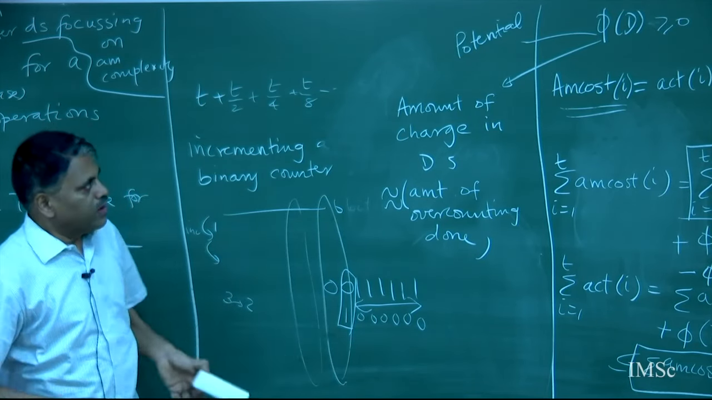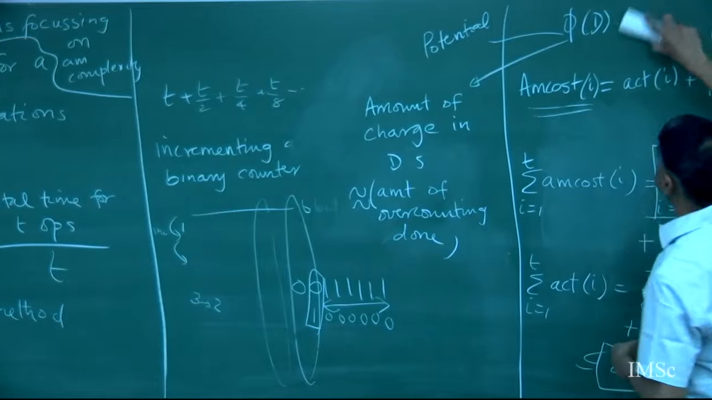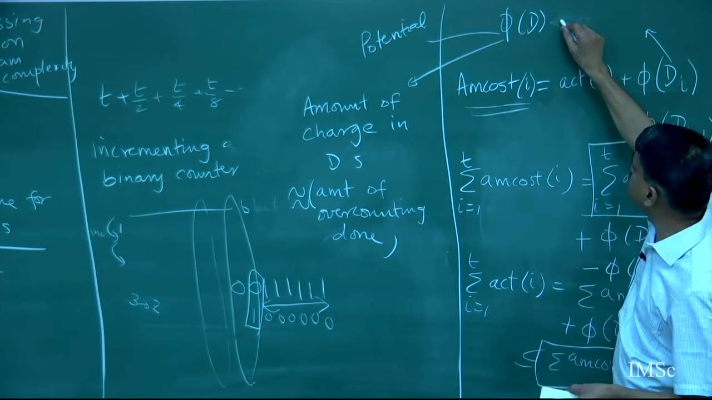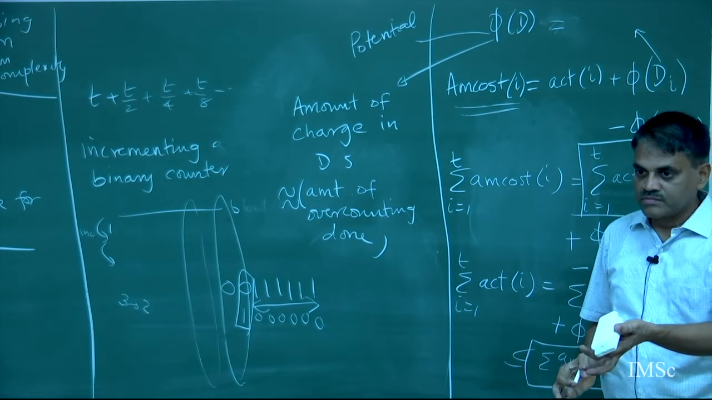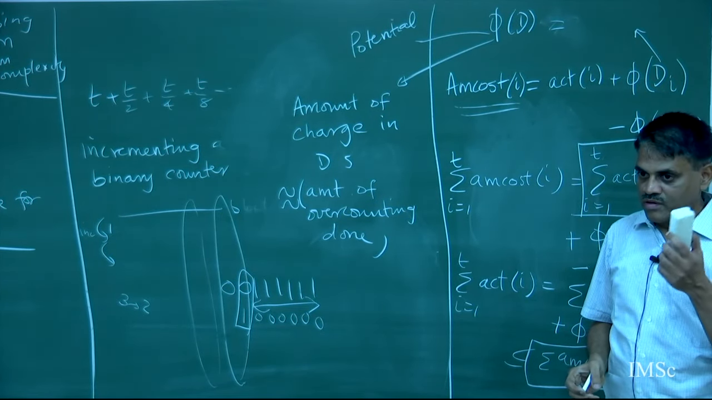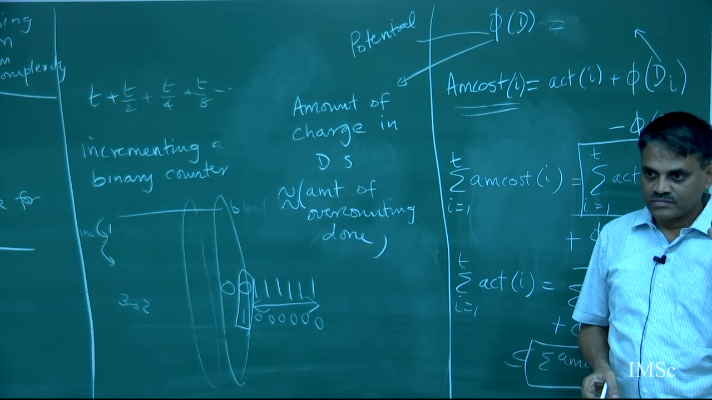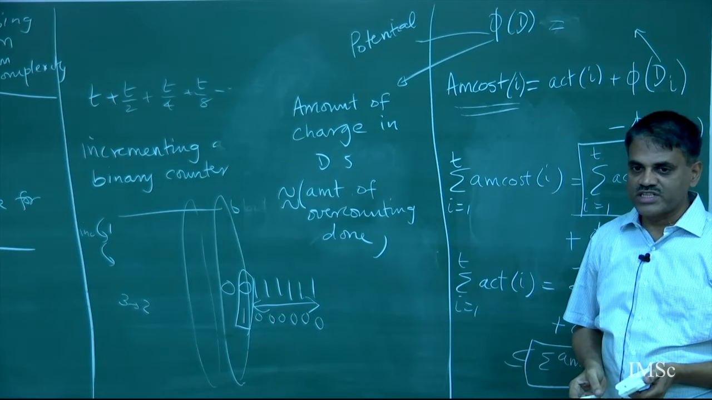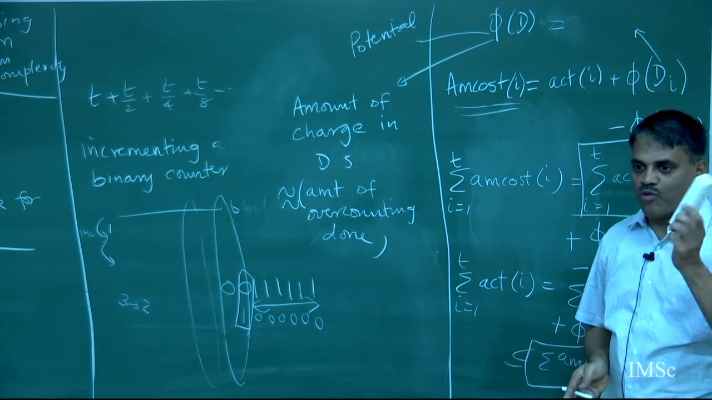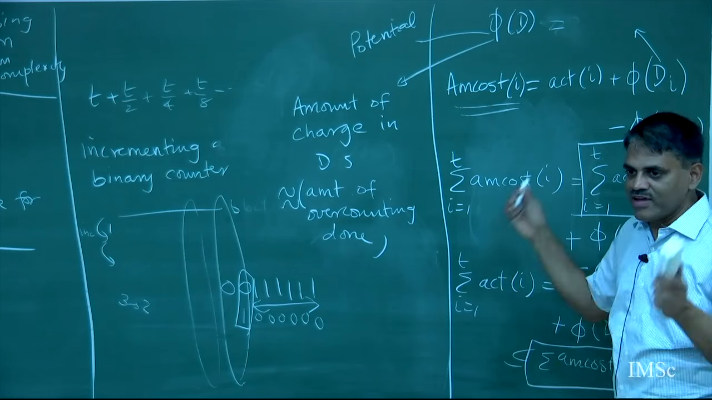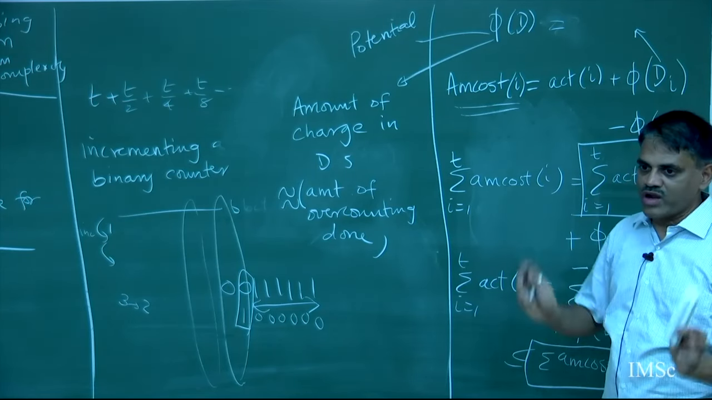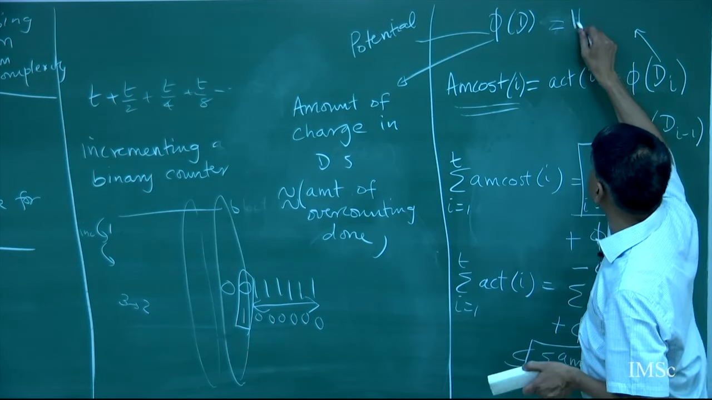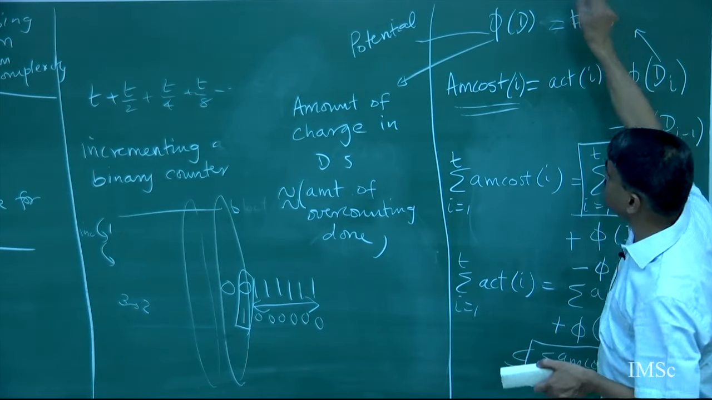Okay. So what is the potential then? Which is the amount of charge in the data structure. What is the potential? Number of ones, because every one has a charge. The invariant we have maintained is that every one has a charge. Whenever I change a 0 to 1, I pay for 1 and then put 1 on it. So the number of ones is the potential of the data structure.